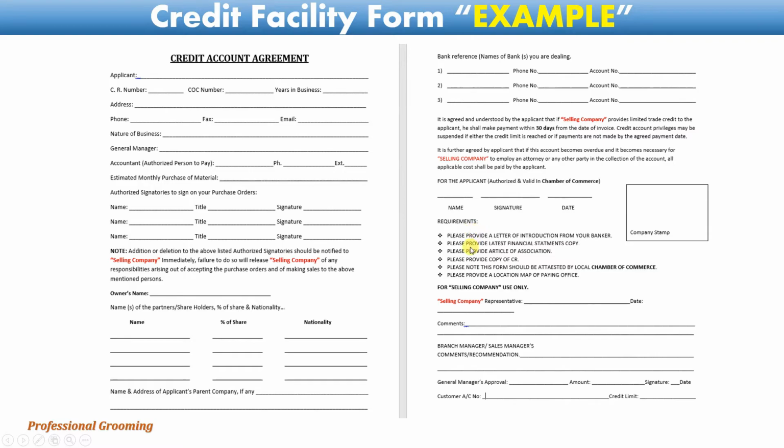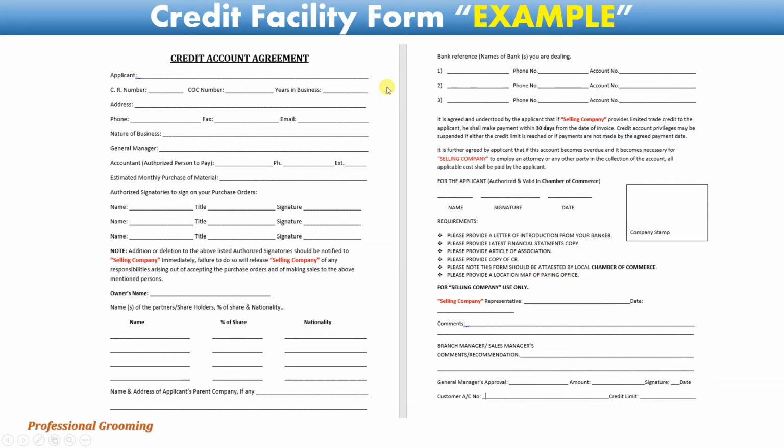The required documents: please provide a letter of introduction from your banker. They will ensure that this company is going well with the bank, and their dealings and transactions are good with the bank. So the seller needs a proof. And please provide the latest financial statement copy, audited copy. Please provide article of association if it is a company. Please provide copy of commercial registration. Please note, this form should be attested by the local chamber of commerce or any government authority. Please provide a location map of the paying office.